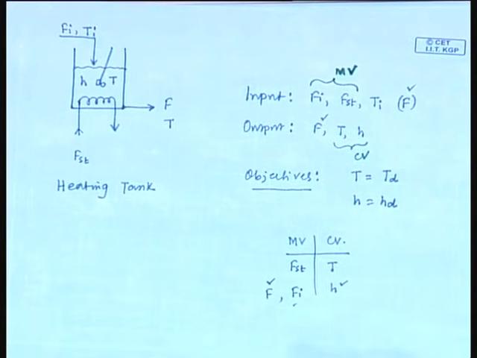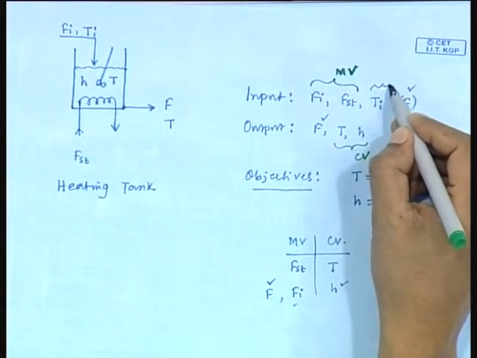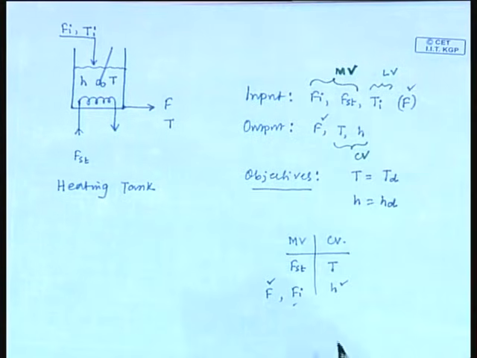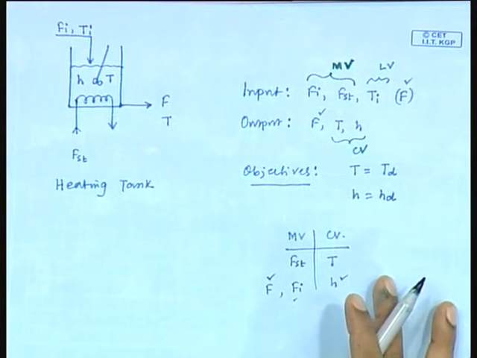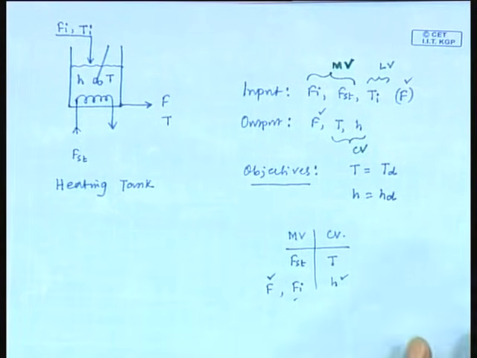So, which one is the disturbance variable or load variable? Input variables are of two types: one is the manipulated variable, another one is the load variable. Fi and Fst are manipulated variables. So, the rest is Ti, so this is the load variable. Fine. So, these are all about the different variables.